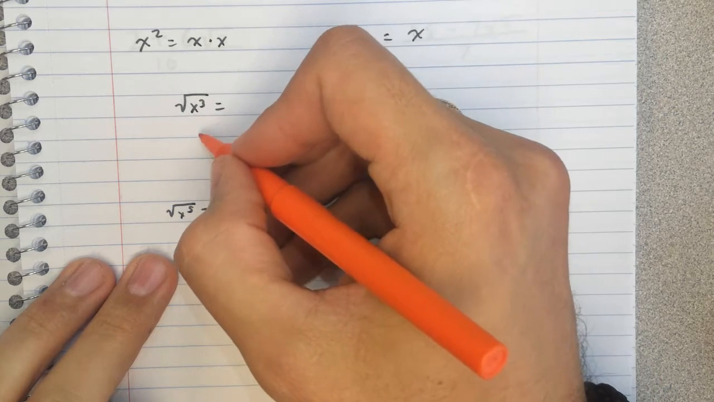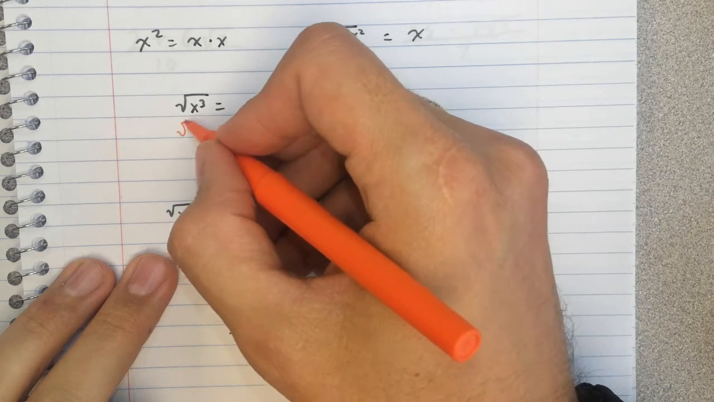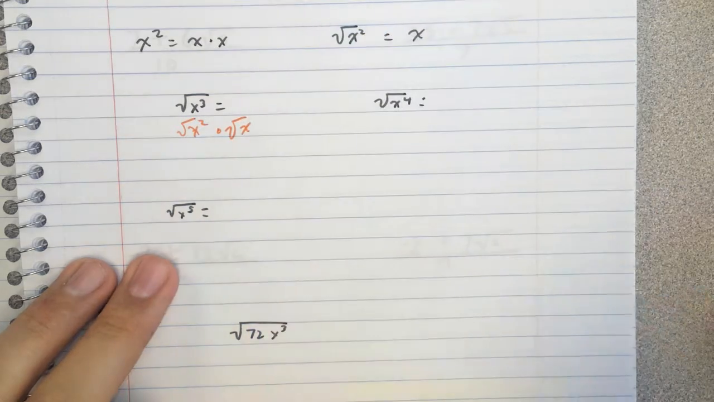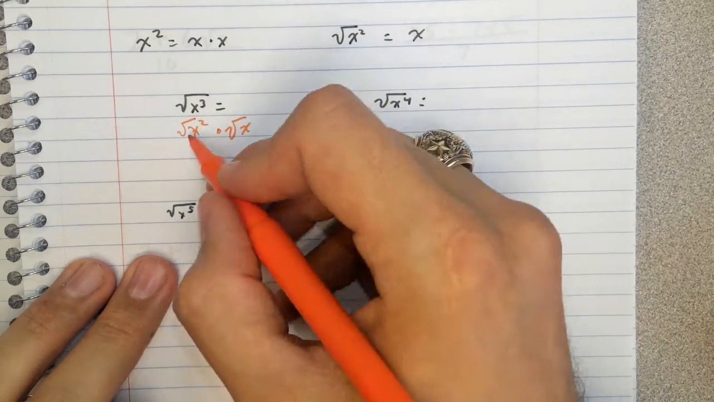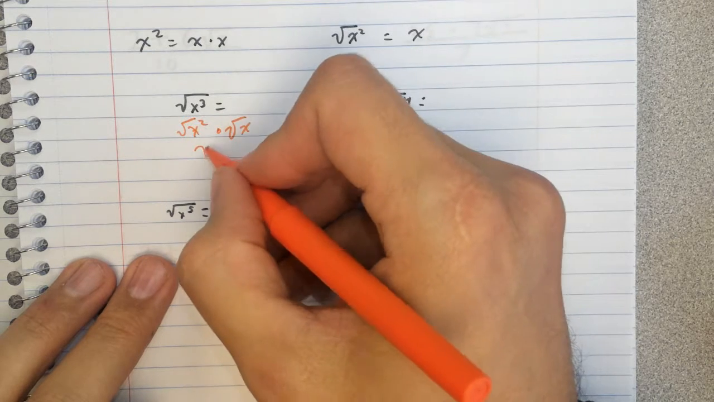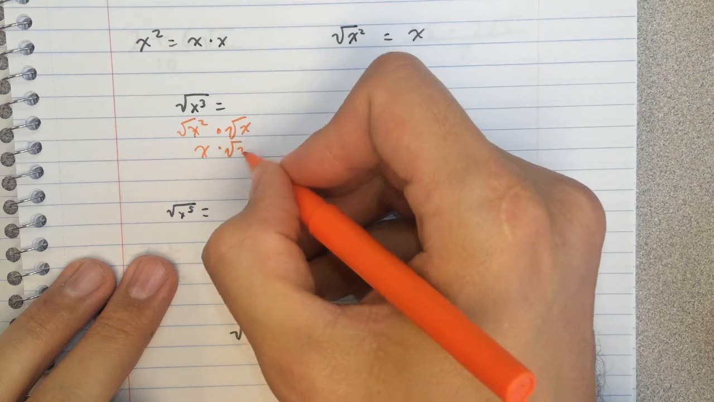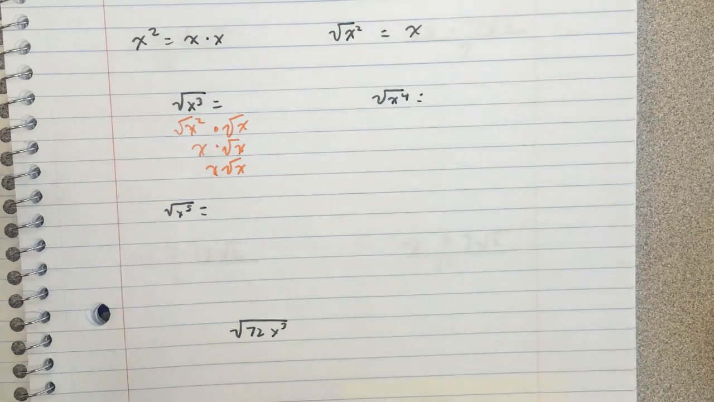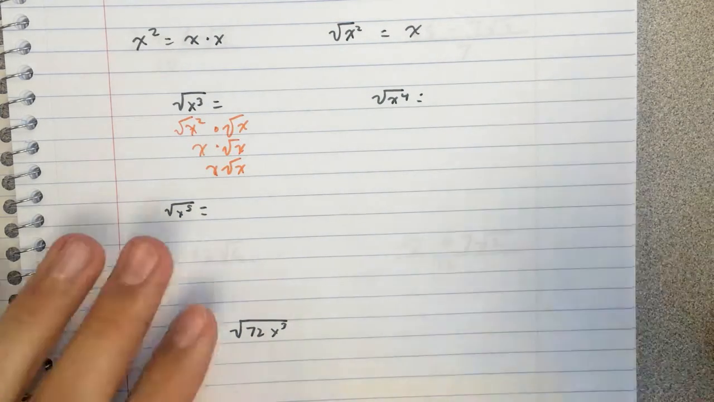So if I take an x squared out, I have the square root of x squared times the square root of x, and I know the square root of x squared is x times the square root of x, so I have x the square root of x. Okay, makes life fairly simple.